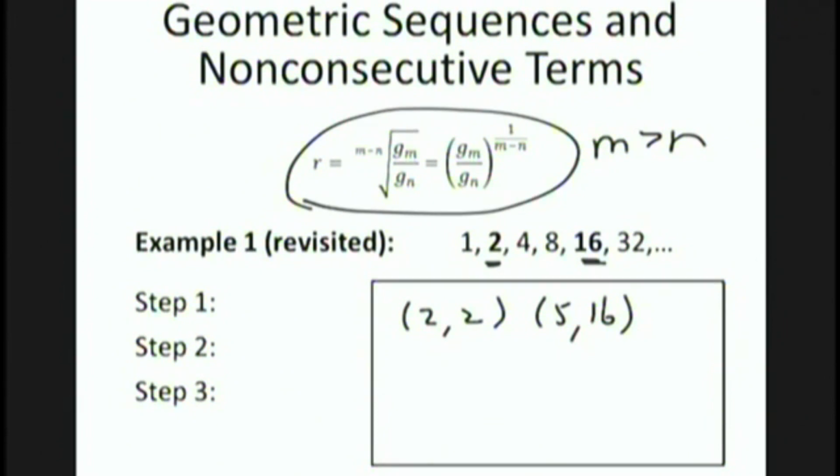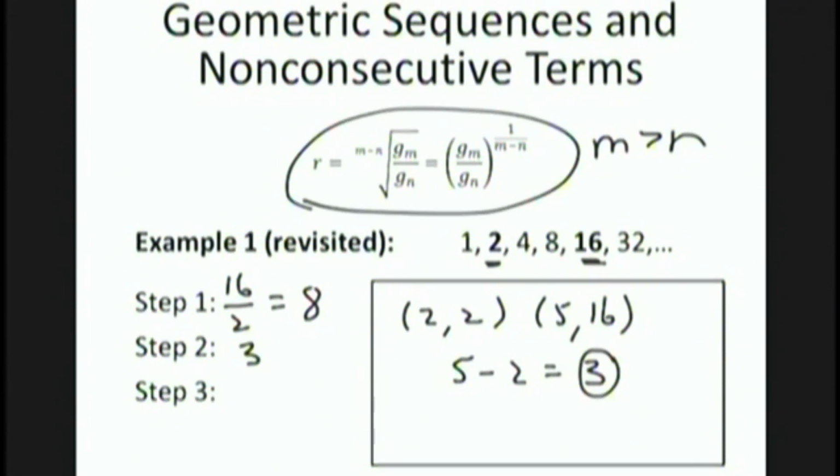The first step is to simply divide the fifth term by the second term. 16 divided by 2 is equal to 8. Now that's not the common ratio because these two terms are not consecutive. So the second step is to find the distance between the two terms. So we have the fifth term and the second term, so the distance between them is 3.